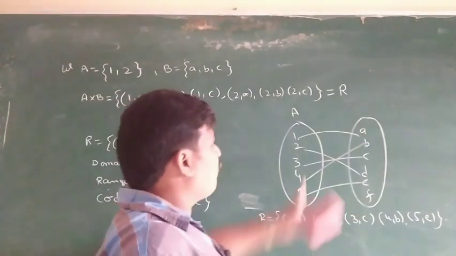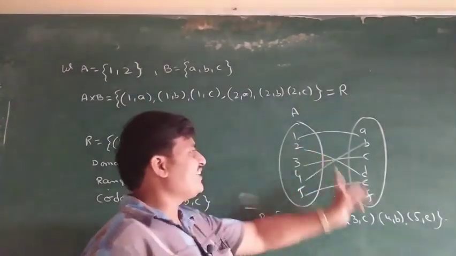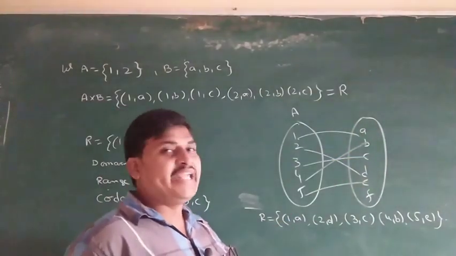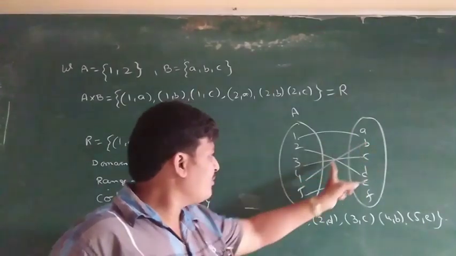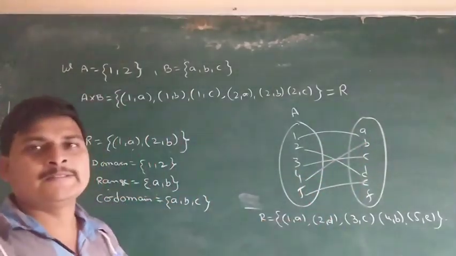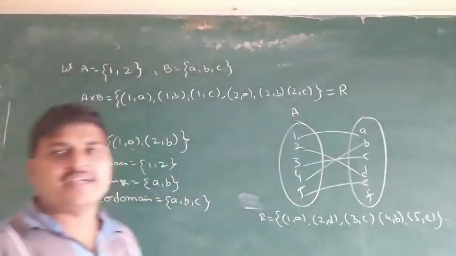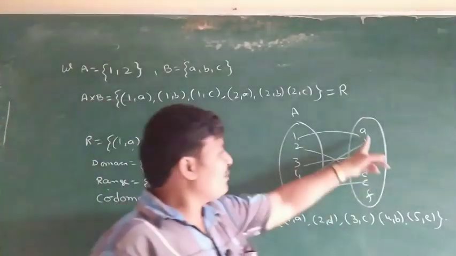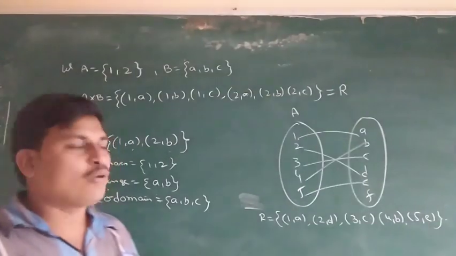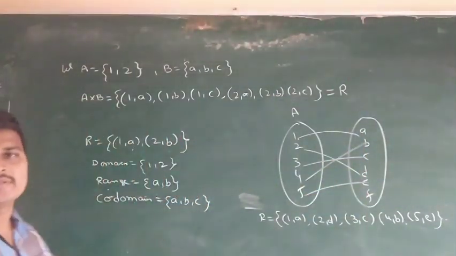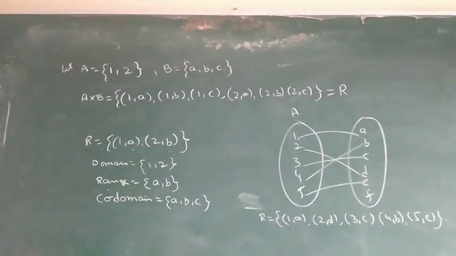What is the image of 1? The image of 1 is A. What is the pre-image of B? Pre-image of B is 4. Domain 1, 2, 3, 4, 5. Range A, B, C, D, E. Codomain A, B, C, D, E, F. Clear? Okay, let us go to the exercise.